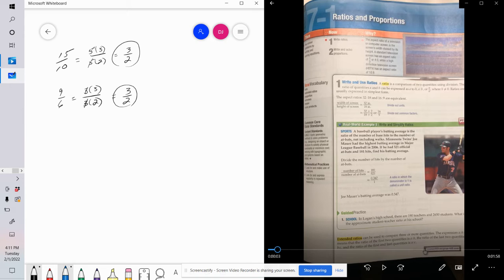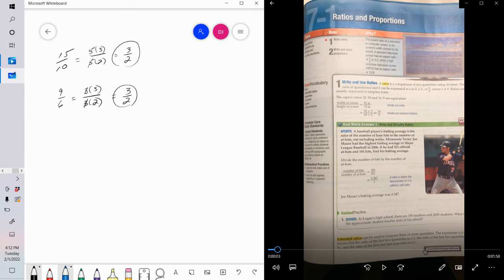So I'm looking at this book. Caitlin, this is your book here that I'm looking at, and I'm looking at section 7.1, ratio. In this example, I'm going to use this book as a guideline, again, to help Caitlin out here. A baseball player's batting average is the ratio of the number of base hits to the number of at-bats, not including walks and so on.